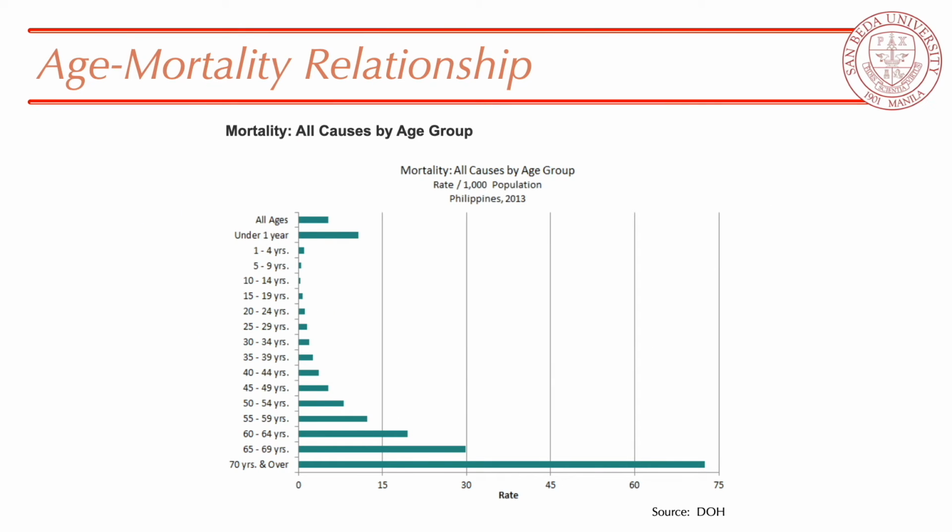Here is data from the Department of Health here in the Philippines showing mortality rates per 1,000 population by age group. Note that as one grows older, the risk of dying from age-related conditions goes higher. Of note as well is that individuals under the age of 1 year also have relatively higher risk of death compared to the other age groups, mostly because of their physical vulnerability and perhaps relative immaturity of their immune systems.